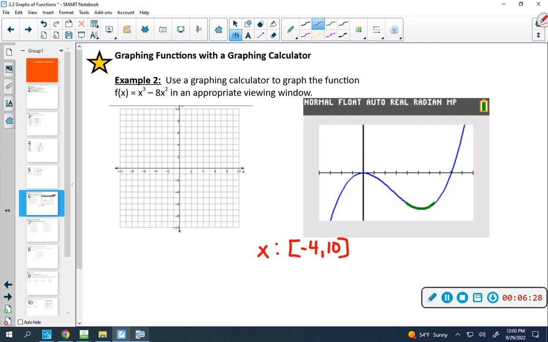Now, there's no hard and fast rule that we all have to have the exact same windows. You just want to be able to see the curve. Maybe you did -3 to 10. You would still have a pretty good view. And then for Y, of course, I did -100 to +100.